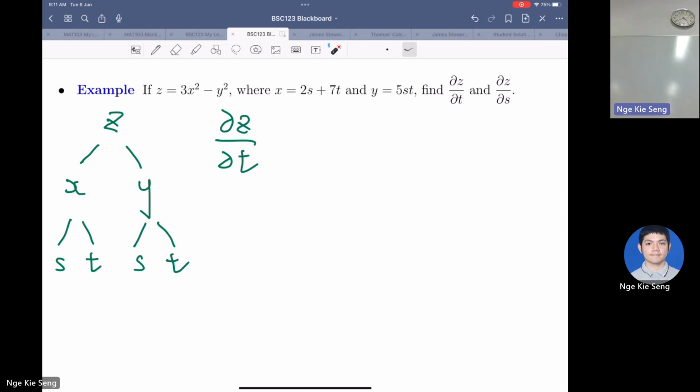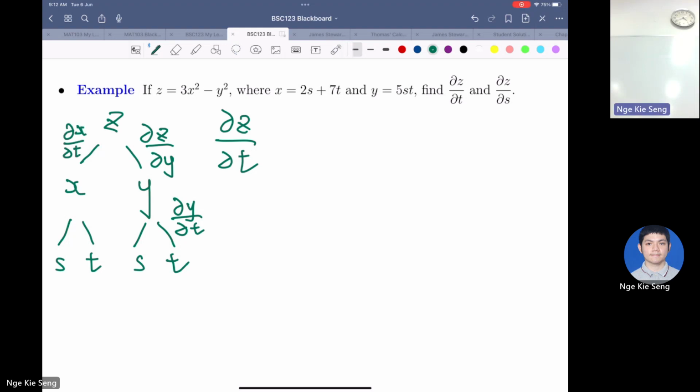If you want to differentiate Z with respect to T, how many paths do we have? We can go from Z to X and then X to T, or go from Z to Y and then Y to T. We need to multiply the derivatives together while we go along the edges. Since there are different paths, we need to add them up. There are two paths here, so when we go along the path we multiply, and since there are two paths, there are two sums here.